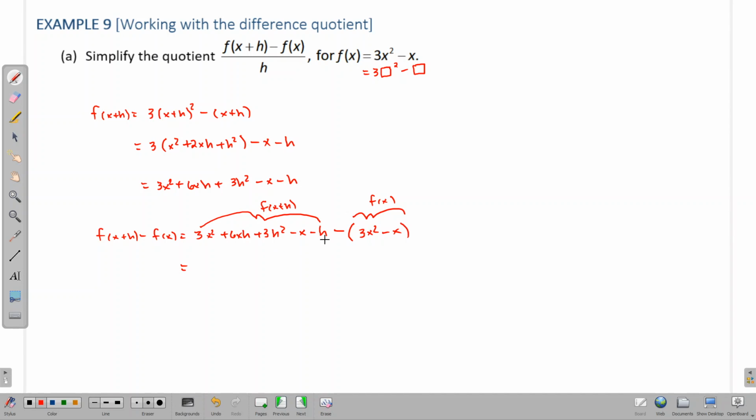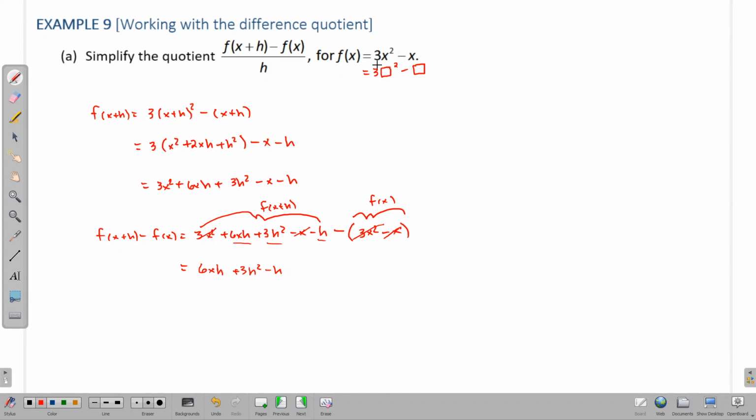At this stage, you're typically going to get a good amount of cancellation. So you'll notice if you distribute this negative through, this is going to cancel with this term. And then you have minus a negative x, which makes this a plus x, which will cancel this term. So the only thing that is left are these three terms here. So we get 6xh plus 3h squared minus h.